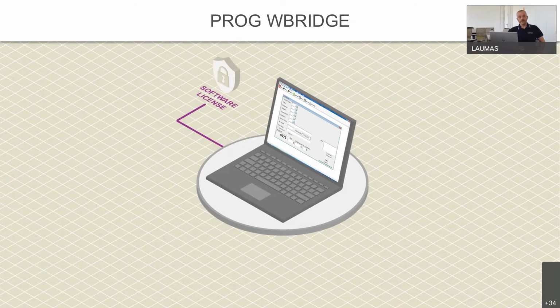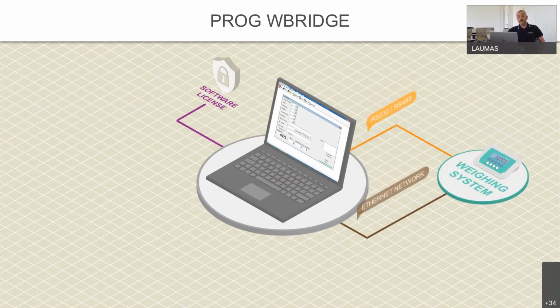So, to use this software, of course, you will need a license that will be associated to the PC where you are going to install it. The connection to a LAUMAS device, a simple weight indicator or a smart junction box CLM8, is via Ethernet TCP/IP or via serial communication.